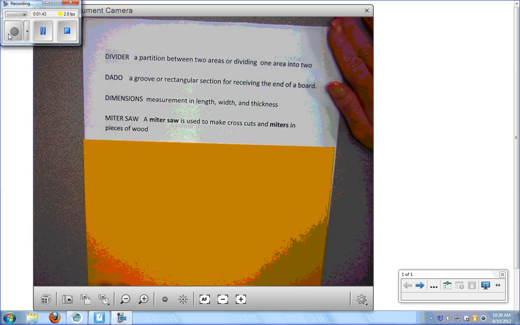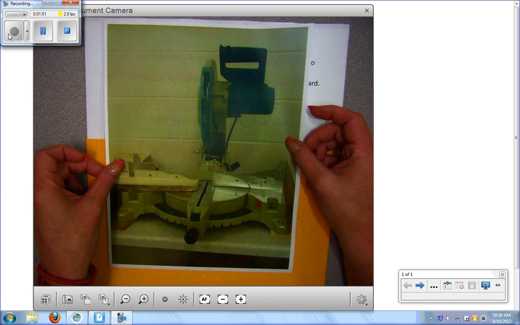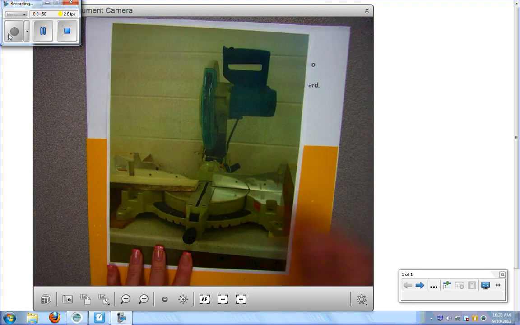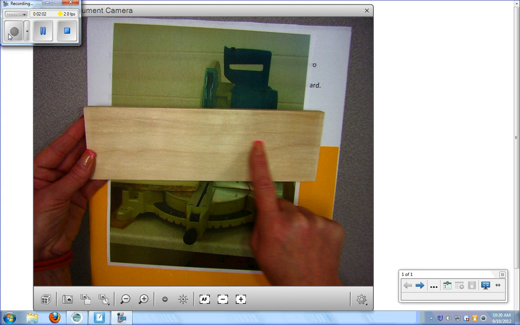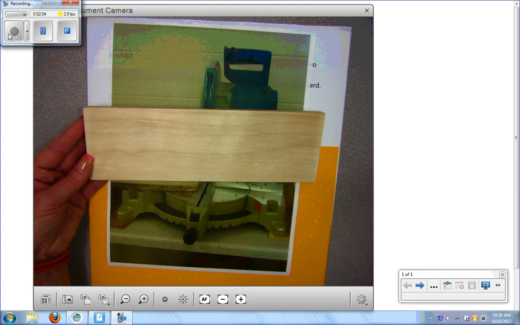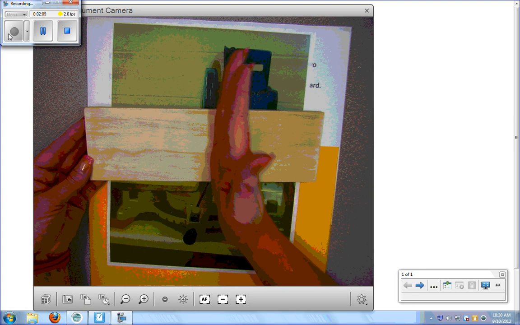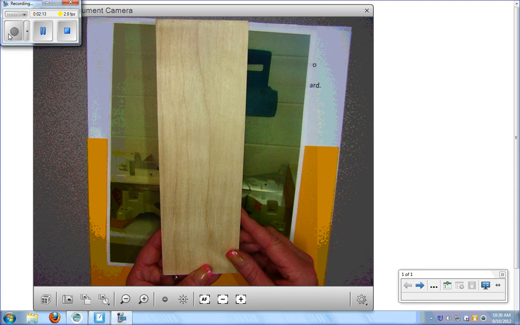Miter saw. A miter saw is used to make cross cuts and miters in pieces of wood. I actually have a picture of our miter saw that we have in the shop. This right here is our miter saw, and you'll notice we have a piece of wood right here. I am cutting across the grain. If you take a look at a piece of wood, you'll notice all these lines on here. That's called the grain, the way that the wood is growing. When you use a miter saw, you cut against the grain. You never want to cut with the grain.